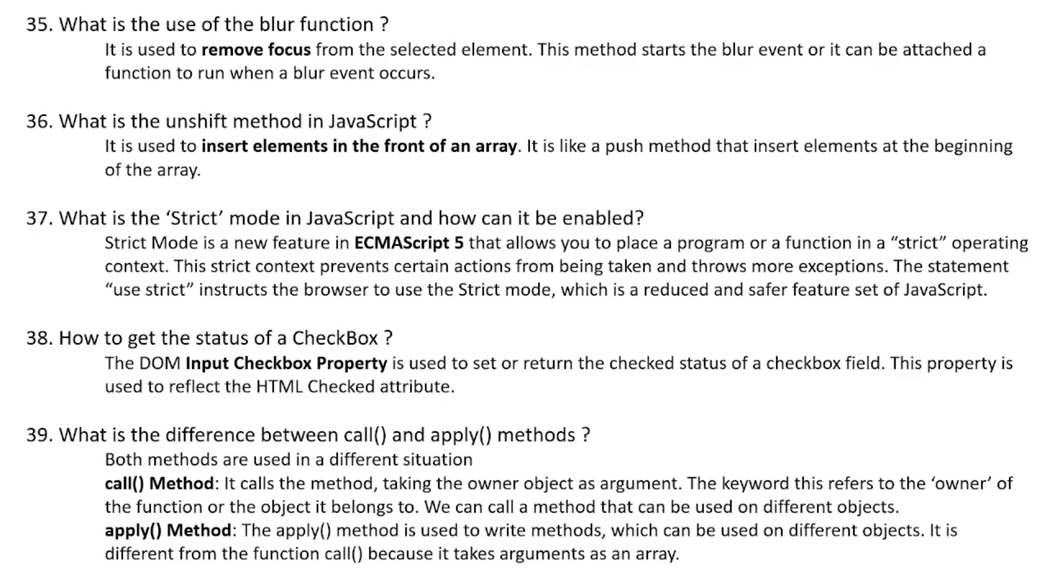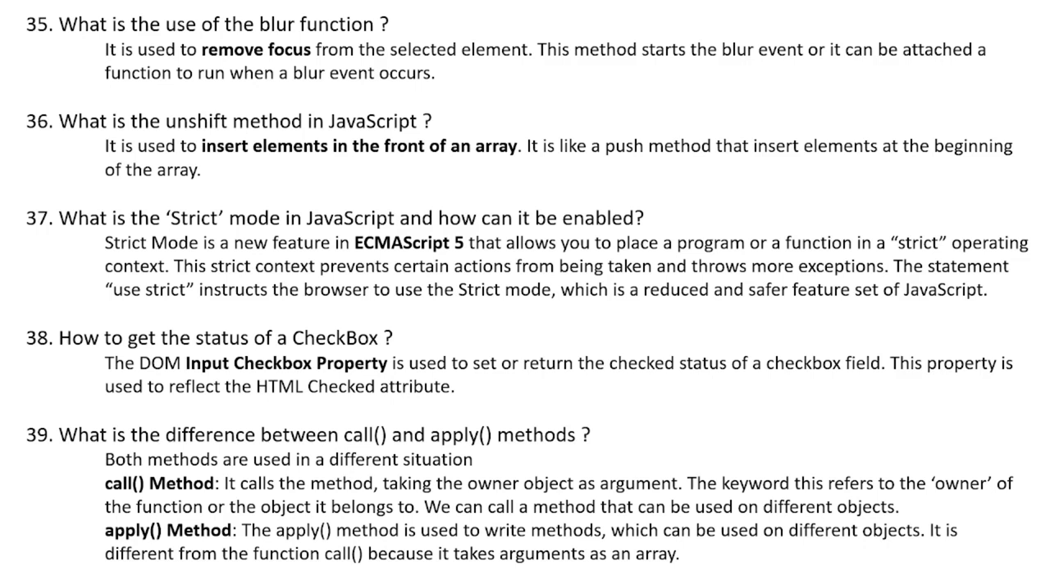Question 37. What is strict mode in JavaScript and how can it be enabled? Answer. Strict mode is a new feature in ECMAScript 5 that allows you to place a program or a function in a strict operating context. This strict context prevents certain actions from being taken and throws more exceptions. The statement "use strict" instructs the browser to use strict mode, which is a reduced and safer feature set of JavaScript.